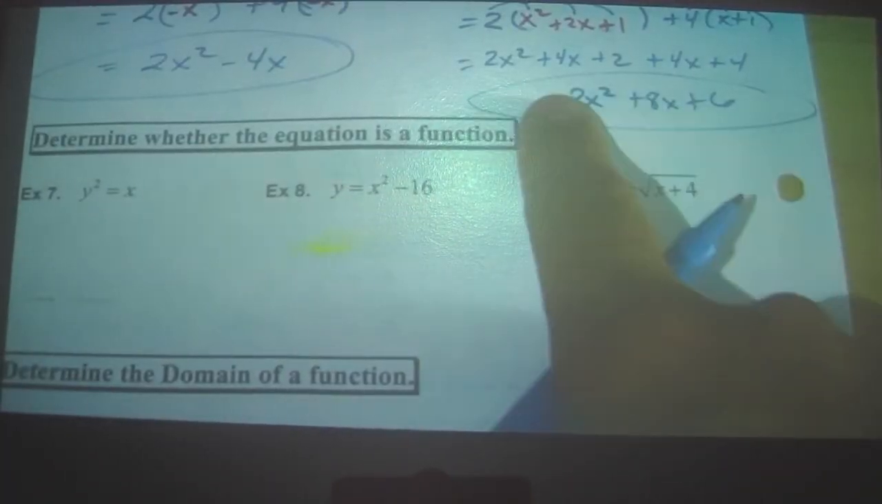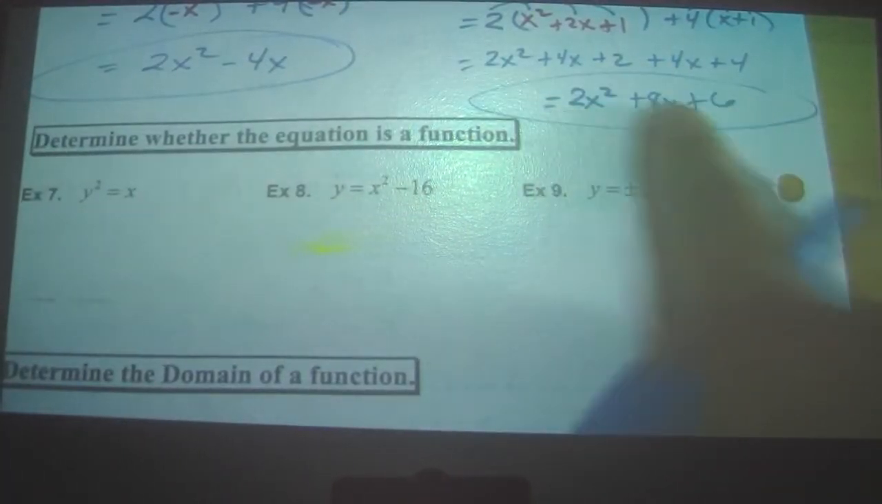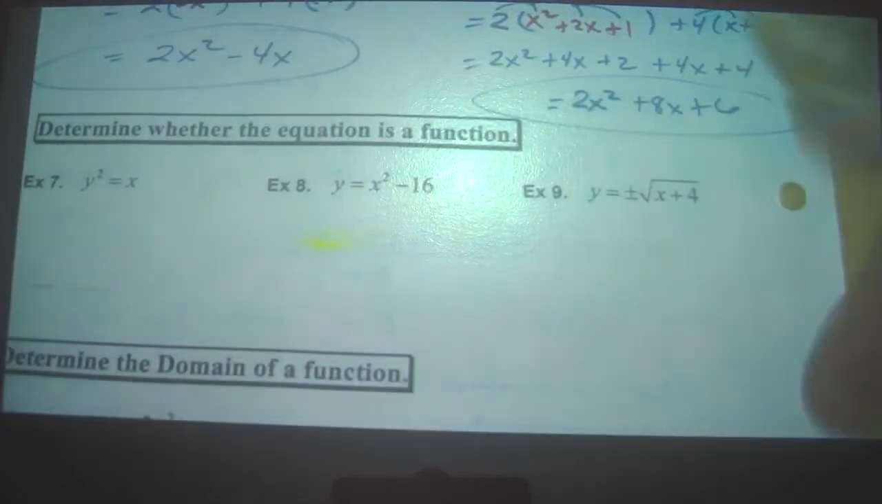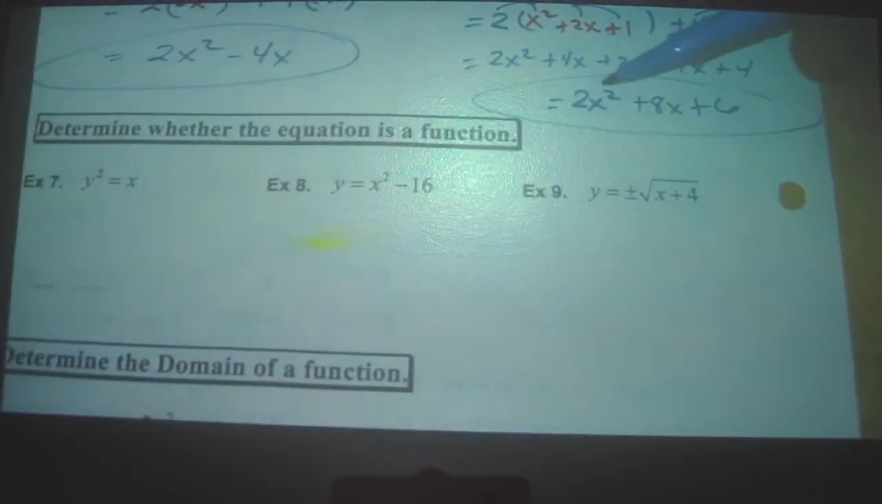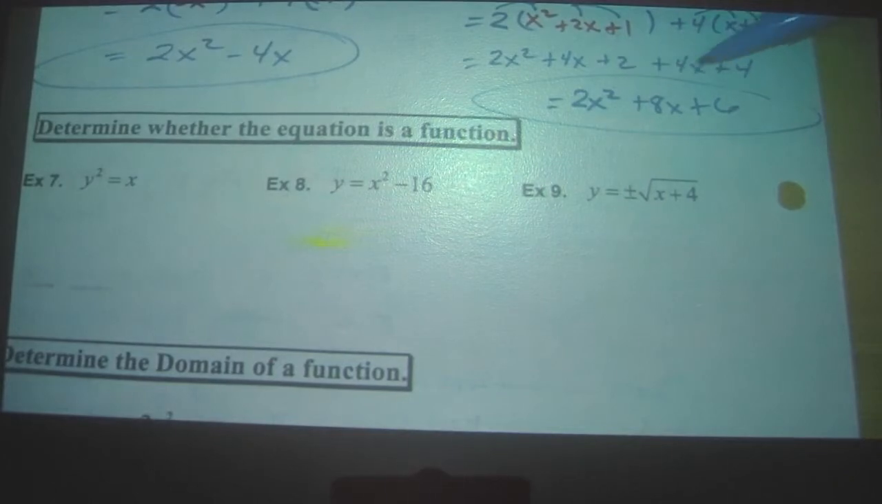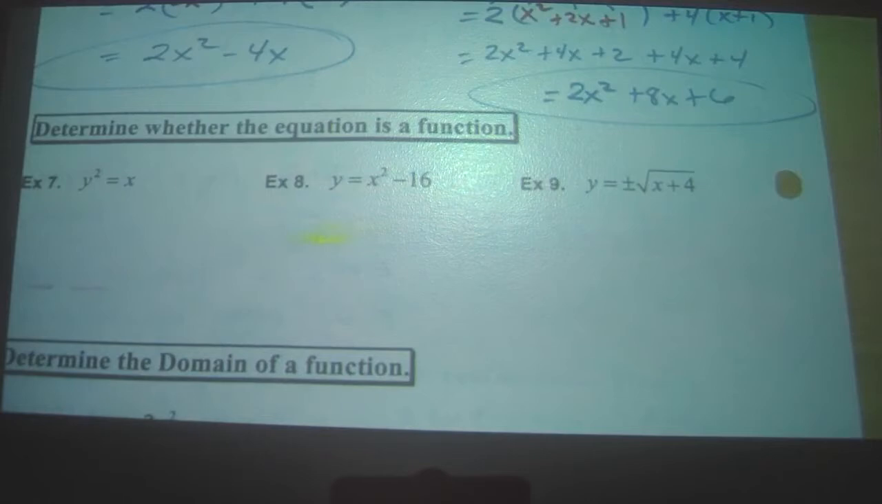Somebody asked if we need to simplify this or factor. Factoring is actually the opposite of simplifying. So just leave this one the way it is. So 2x squared plus 8x plus 6, don't try to factor it. Leave it just like this. Okay, great question.